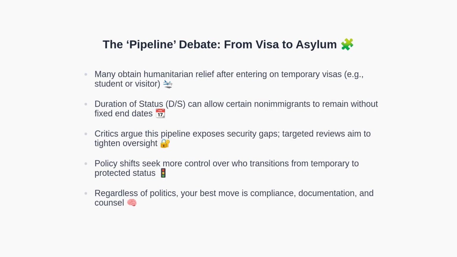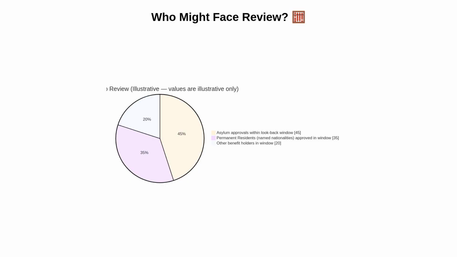Next, let's visualize who might face review using a simple pie chart. This pie chart is illustrative and not based on official counts. It suggests that within a defined look-back window, a portion could be asylum approvals, another portion permanent residents from named nationalities, and the remainder other benefit holders. This is to visualize categories, not to predict individual outcomes.